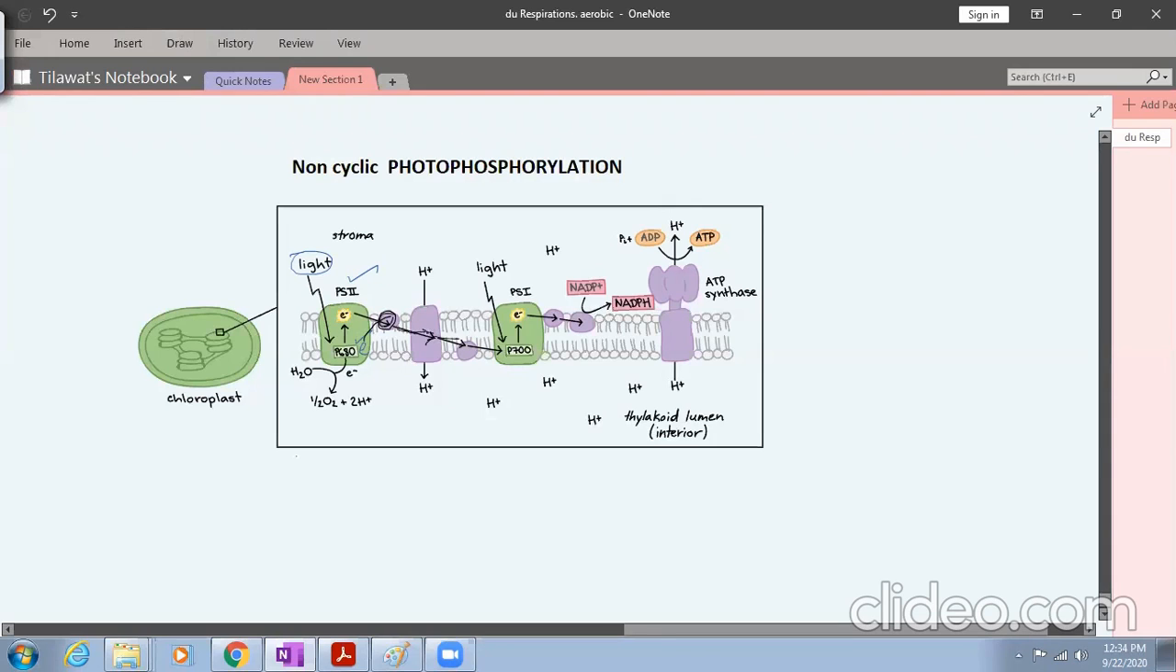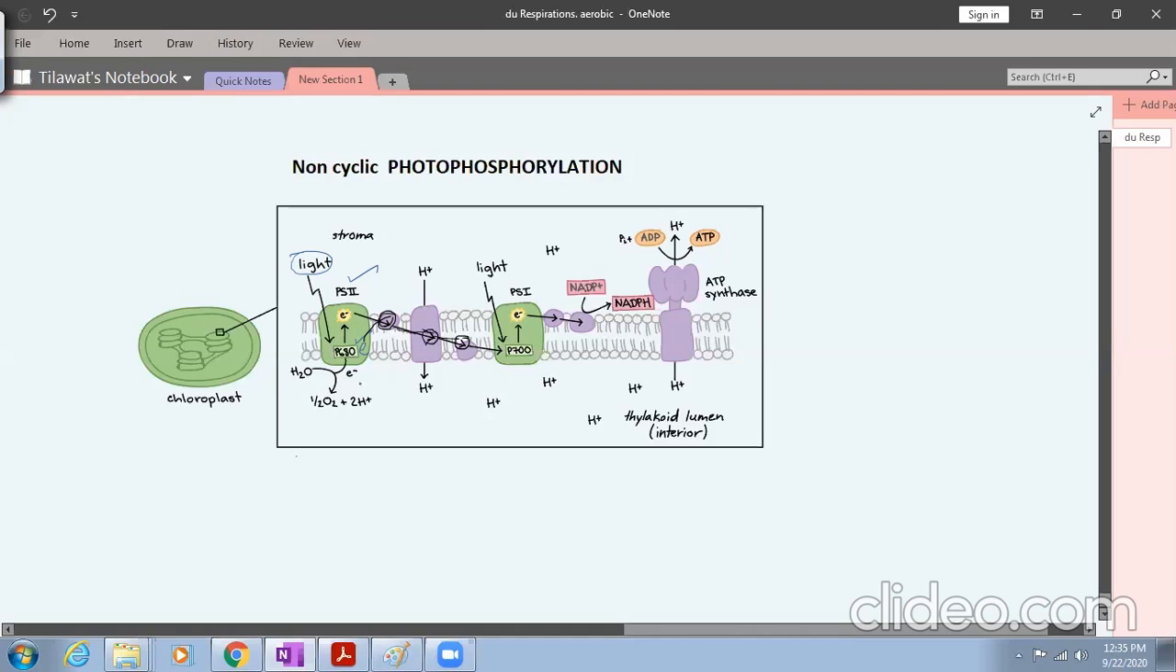So different electron acceptor proteins will accept that electron. It means a redox reaction starts. When one is oxidized, another is reduced. One electron carrier protein gives the electron to another, right? So the protein that accepted it will be reduced. And it is going now in a chain, right?